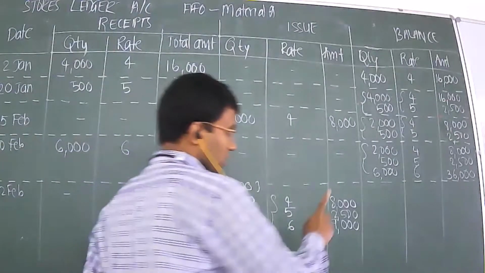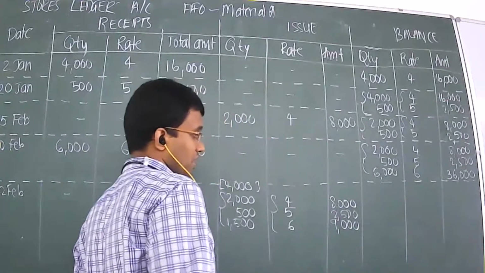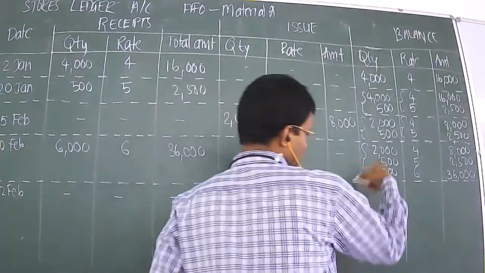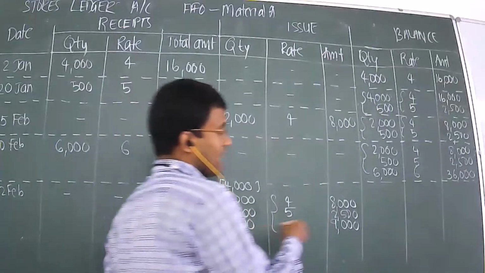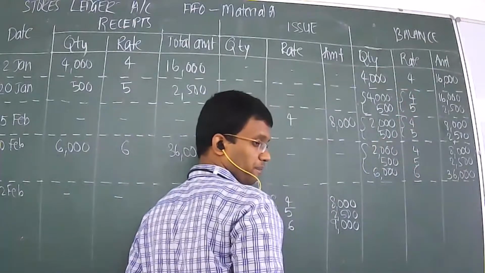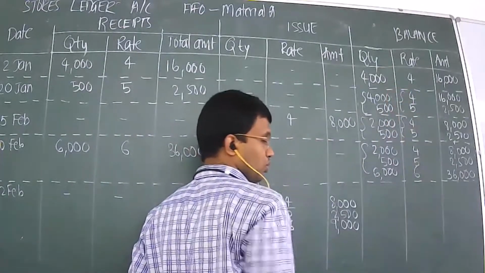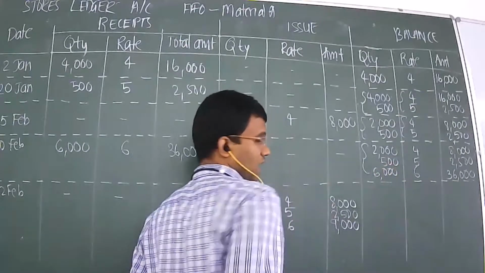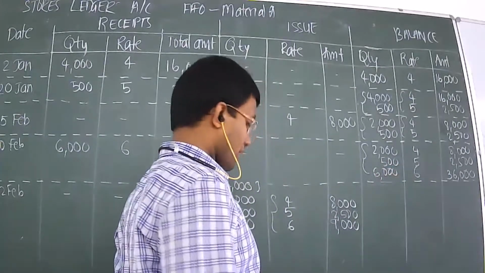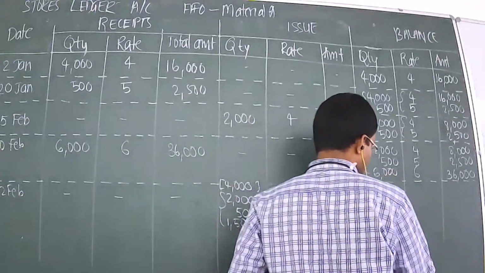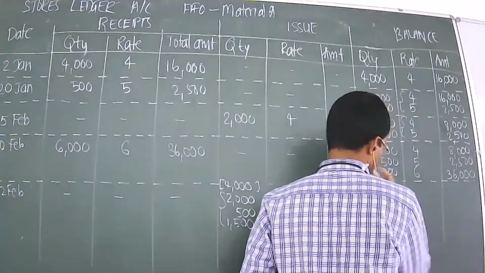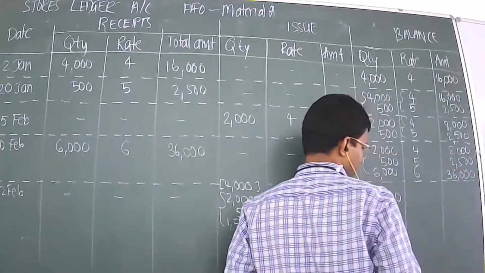Now I have to record the balance. So now when I've carried out this issue of 4,000, what has happened is this 2,000 is over. This 500 is also over. Out of 6,000, I have issued 1,500, which means I'm left with 4,500.